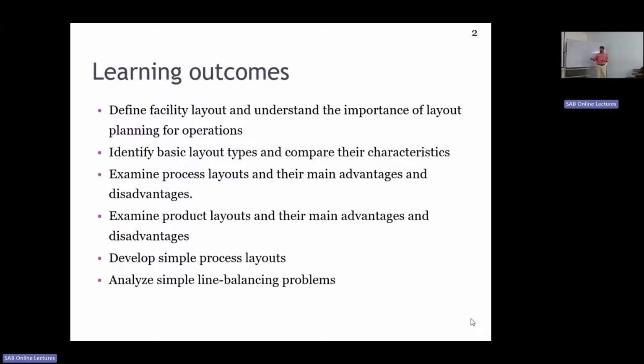At the same time, we will also identify the techniques used for designing layouts, especially for the process type. What are the techniques? There will be some calculations, even in the exams.